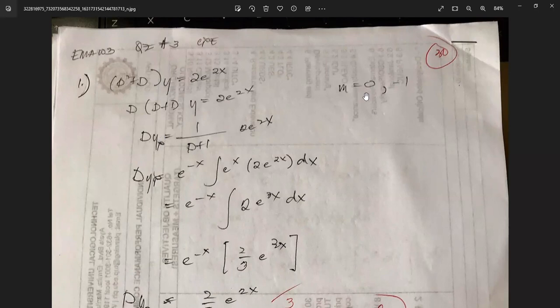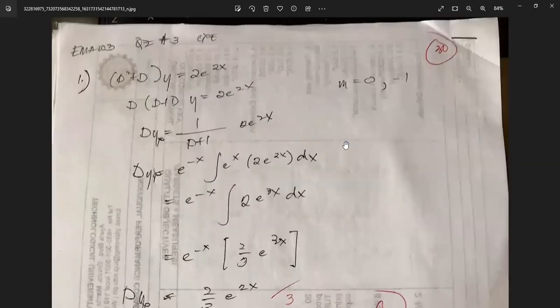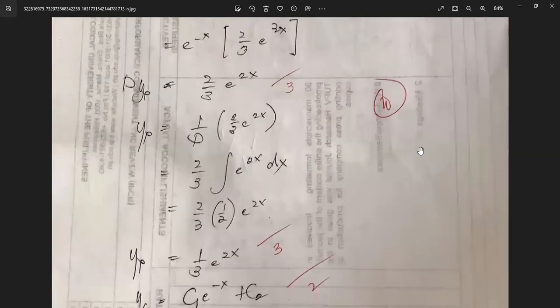So, kindly mute yourselves, please. It tells you that your roots are 0 and -1. If you have 0 and -1, this should be the form of your complementary solution. Your complete solution would be this. Very easy actually. Why? Because you simply have an exponential function here. It would be a lot more cumbersome if you have a variable here, and that would be illustrated in the next example.